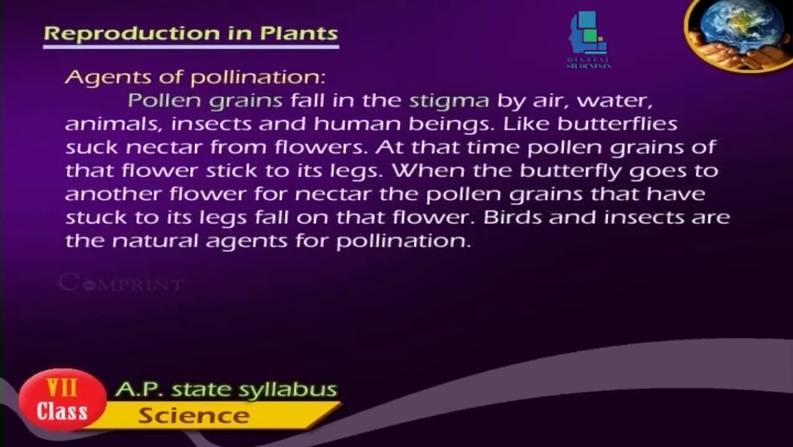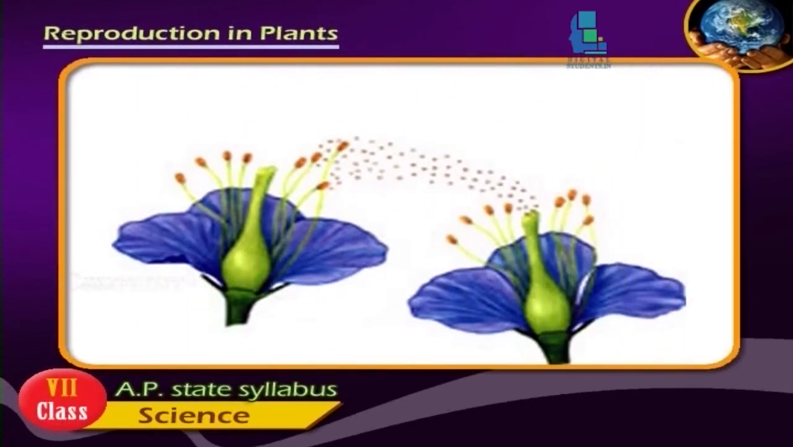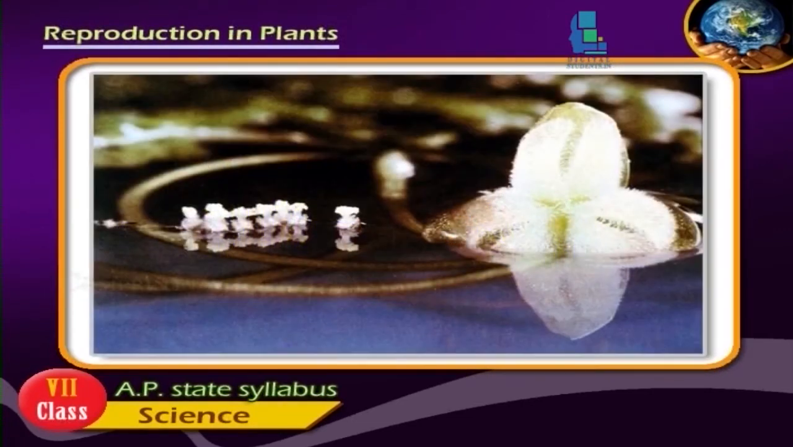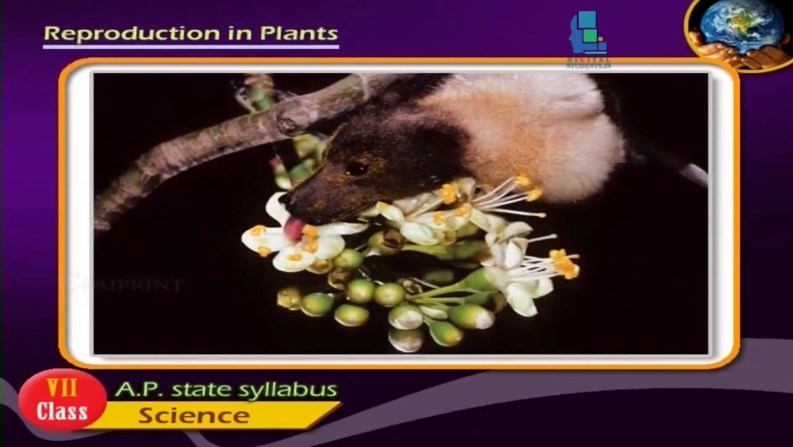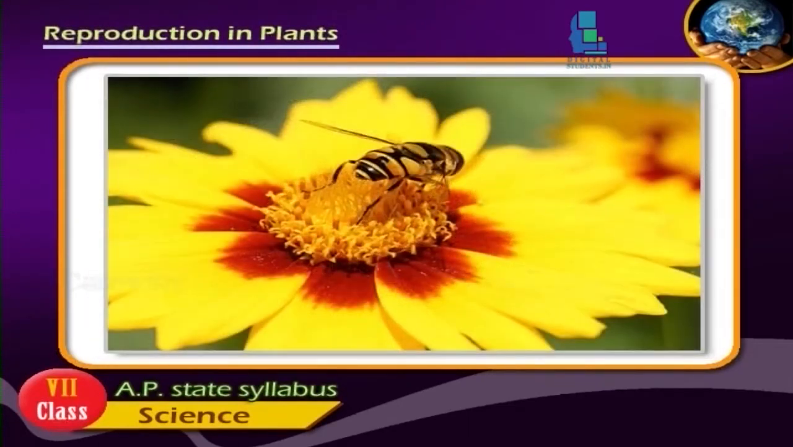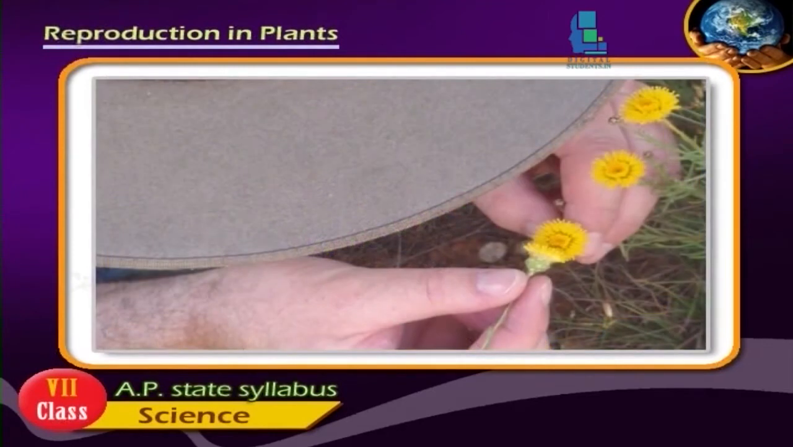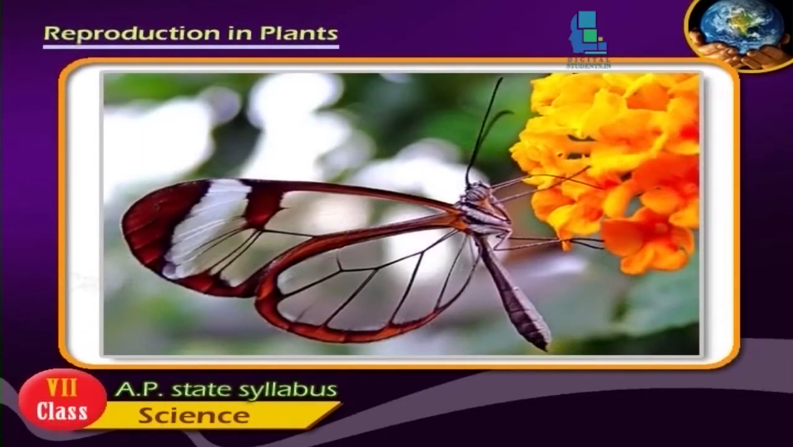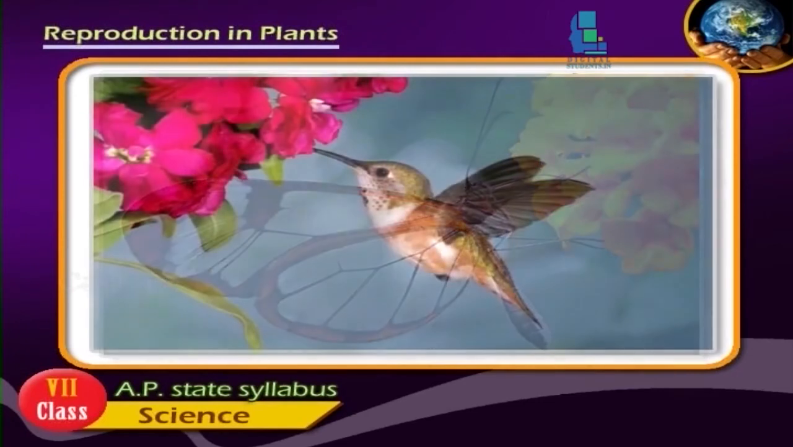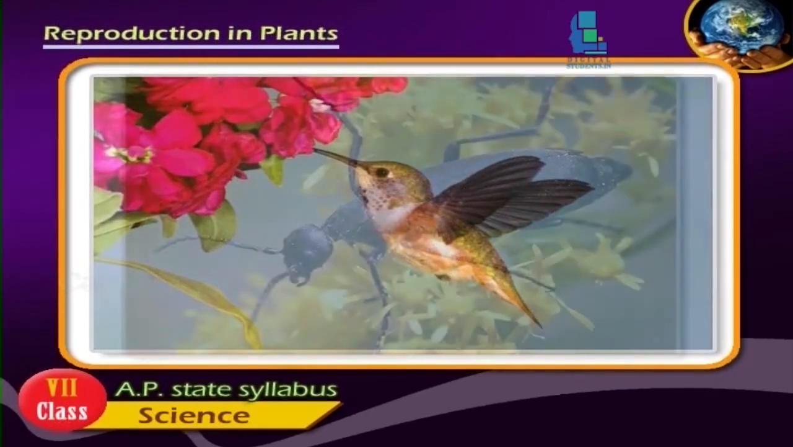Agents of pollination. Pollen grains fall on the stigma by air, water, animals, insects, and human beings. Like butterflies suck nectar from flowers. At that time, pollen grains of that flower stick to its legs. When the butterfly goes to another flower for nectar, the pollen grains that have stuck to its leg fall on that flower. Birds and insects are the natural agents for pollination.